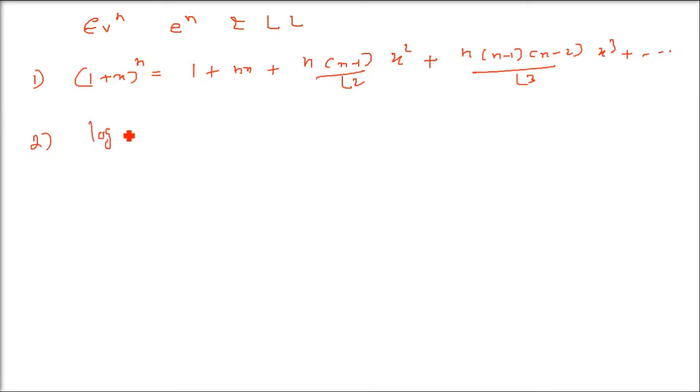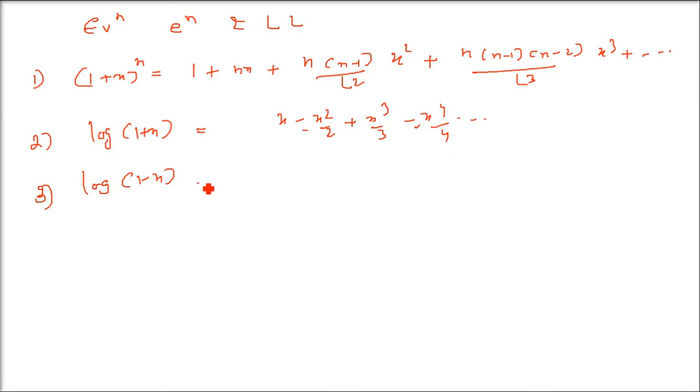This will go on. What about log 1 plus x and log 1 minus x? Log 1 plus x, it will have a negative sign, but alternatively it will come. And then we have log 1 minus x also. The same expression will be there, only the sign will change. So log 1 plus x is x minus x square by 2 plus x cube by 3 minus x4 by 4. And what about log 1 minus x? We have minus x minus x square by 2 minus x cube by 3 minus x4 by 4 minus x5 by 5, like this.